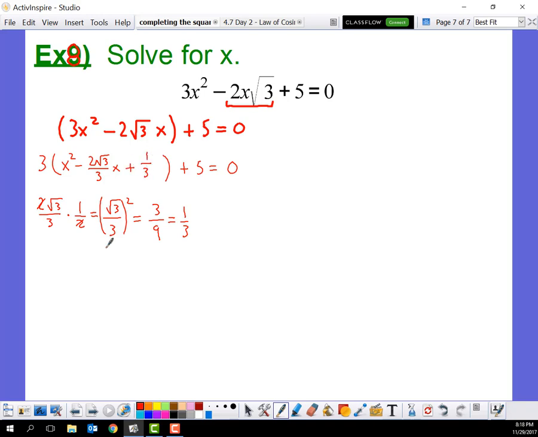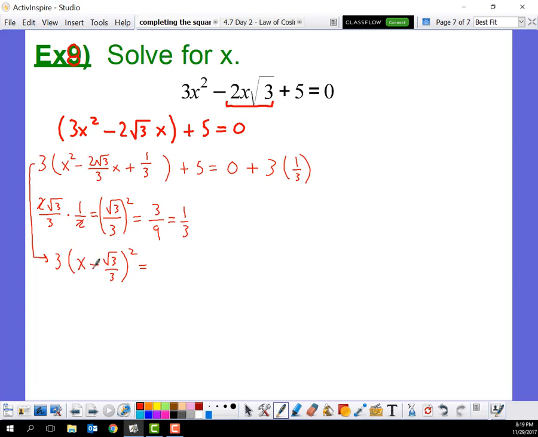Plus 1/3. But don't you dare forget to go to the other side and also add, not 1/3, 3 times 1/3, which works out super nice as just 1. So here we go. I'm going to skip my scratch work and come down here. So we've got 3 times the quantity x minus root 3 over 3, the quantity squared, equals. And if you have missed this the whole time, you're like, how does he know that that's minus? Remember, it's going to be the same sign as you had in your original perfect square trinomial. The sign and this sign will match.